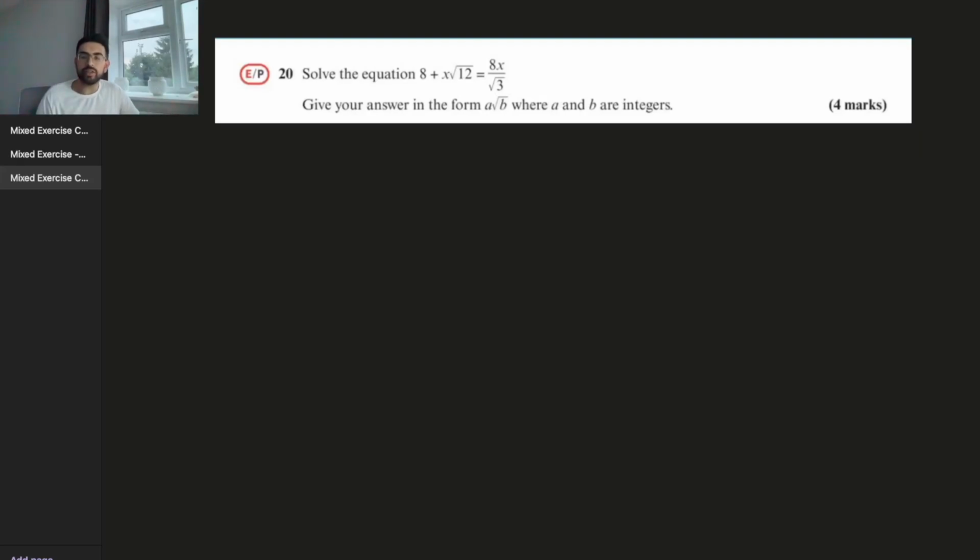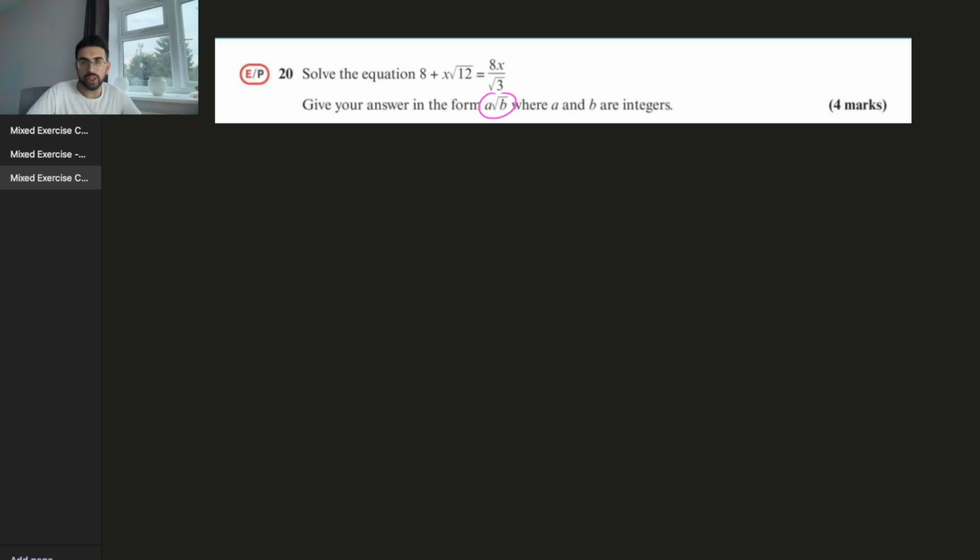Now let's move on to the harder question set. So let's start off by having a go at this question. We've got to give our answer in the form a root b, where a and b are integers. I'm going to start off by essentially multiplying through by the square root. Now, this is a trick that I want you guys to keep on using.